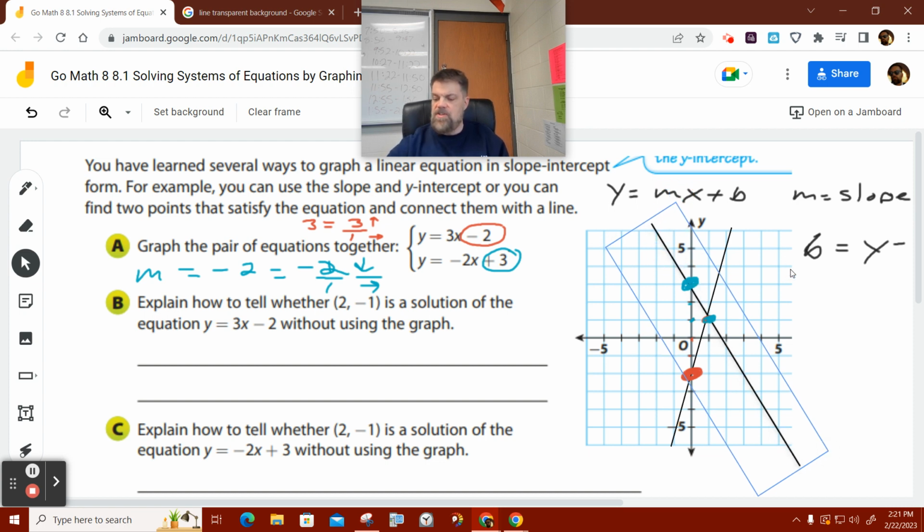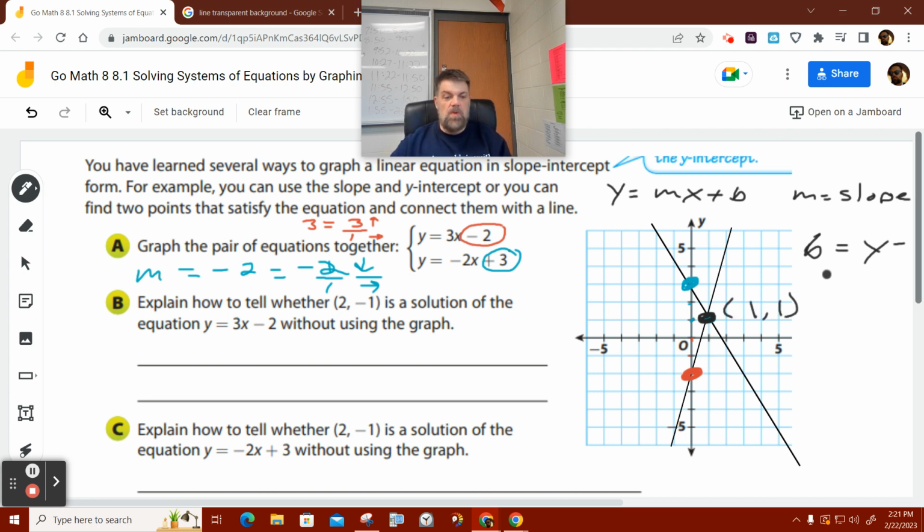And where does it look like they intersect? Yeah, it looks like they intersect at 1, 1. So let's check this out. The first thing I'm going to do is check that they intersect. It's 1, 1.